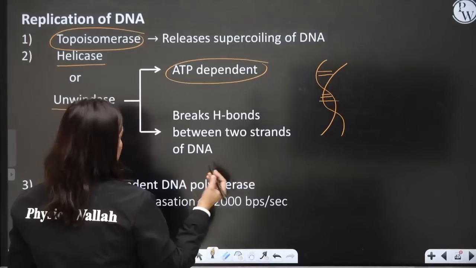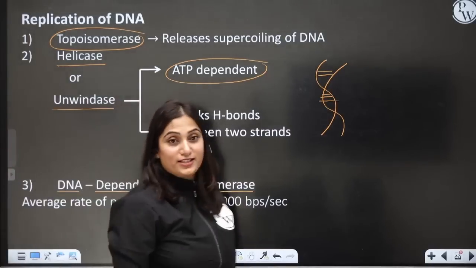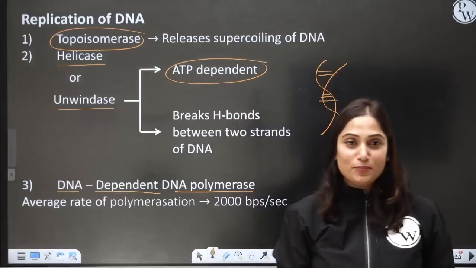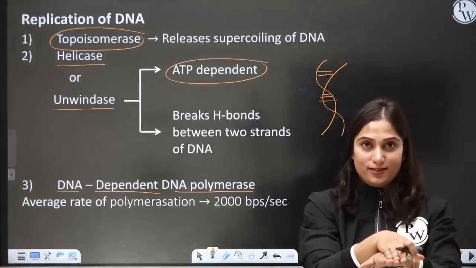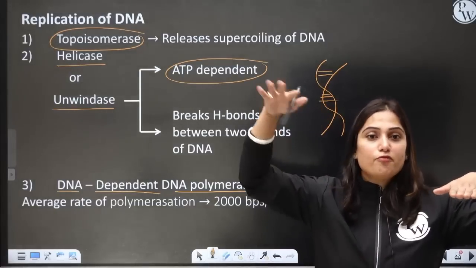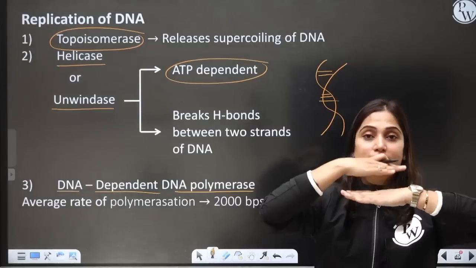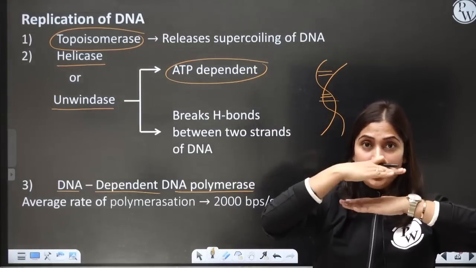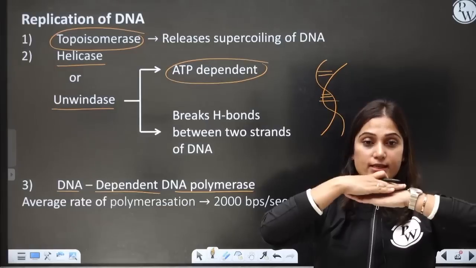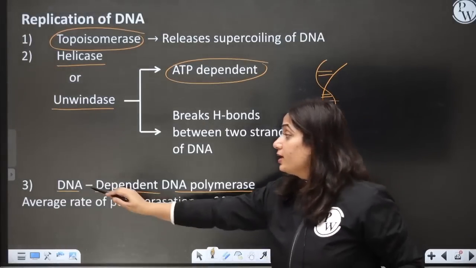Then the next enzyme is DNA dependent DNA polymerase. That means DNA is formed over DNA. That means DNA cannot be formed freely. There has to be some template strand on which the DNA will be formed. So DNA polymerase is the enzyme which forms new DNA strands over the existing DNA template.